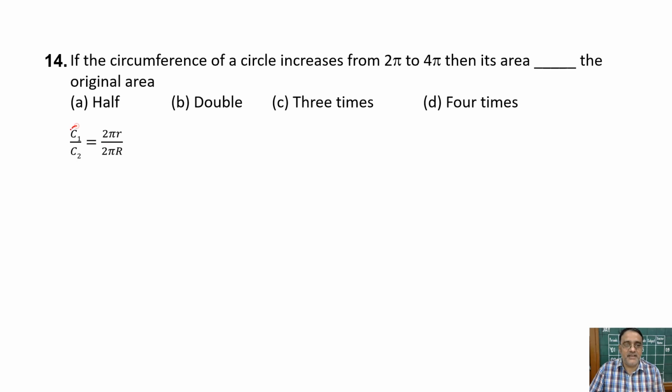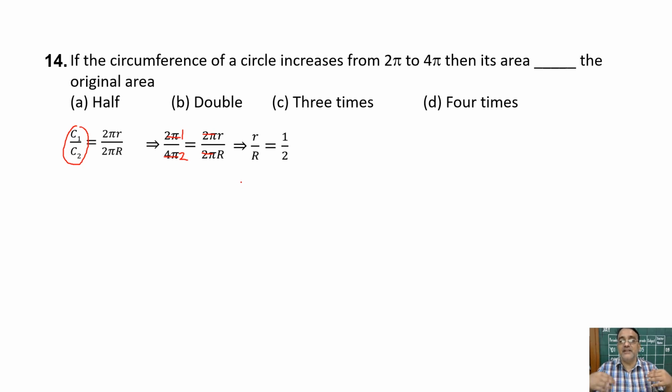And the ratio of this is given, that is 2 pi upon 4 pi. Now here we will cancel, these two get cancelled, and here we are getting 1 upon 2. That means small r by capital R is equal to 1 by 2.